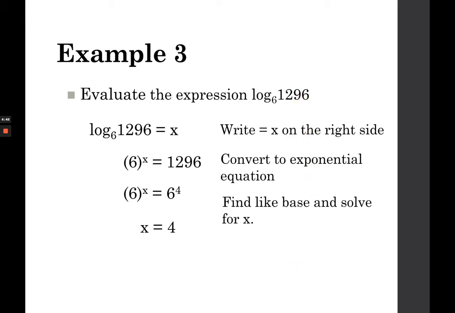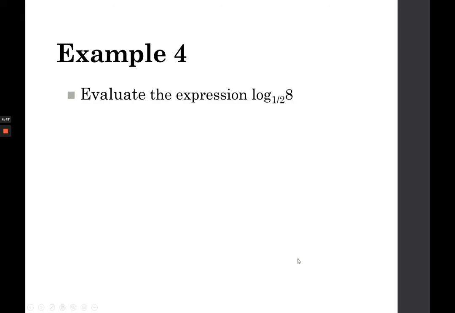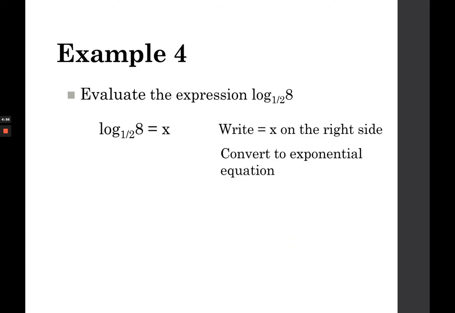Let's have another example. Evaluate the expression logarithm base 1/2 of 8. Write x on the right side, convert to exponential equation. So it's a little different this time. You have 1/2 raised to x is equal to 8. We're going to find like bases. We can actually rewrite 8 as 2 cubed.